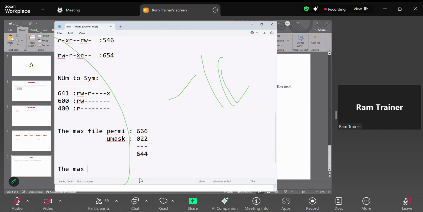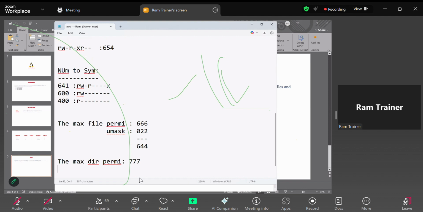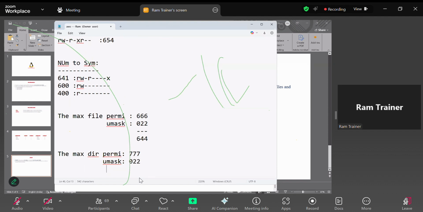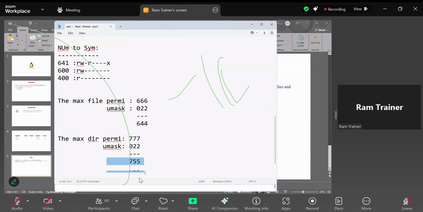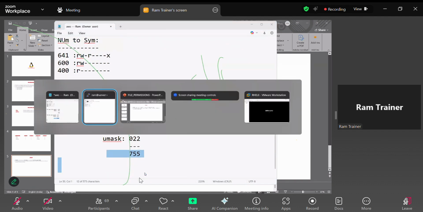Again, the maximum directory permissions are 777. For directories, execute also is considered, so 777 means read, write, execute. The umask value is 022. If you subtract both values, by default everyone will get the permissions. The default directory permissions are 755.